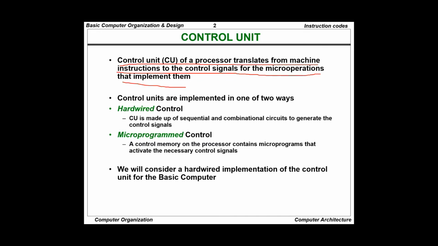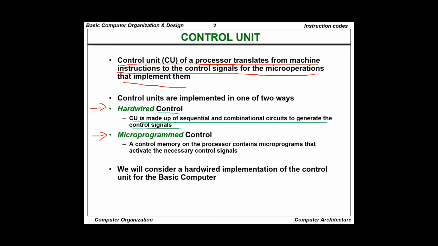Control units are implemented in two ways. This is most important. The first one is hardwired control and the second one is microprogrammed control. So what is hardwired control? The control unit is made up of sequential and combinational circuits to generate the control signals. Sequential in the sense one after another, combinational in the sense different combinations. If we take an AND gate, OR gate, XOR gate and combine these three, we can call it a combinational circuit. So the control unit is made up of sequential and combinational circuits to generate the control signals.